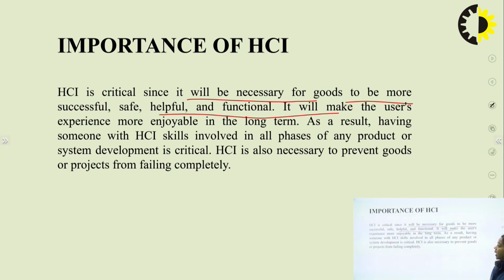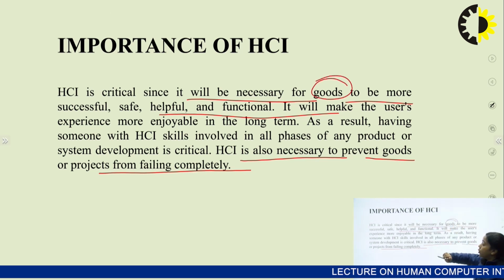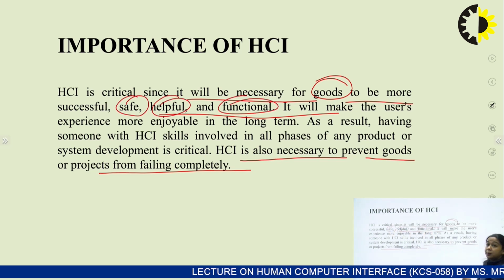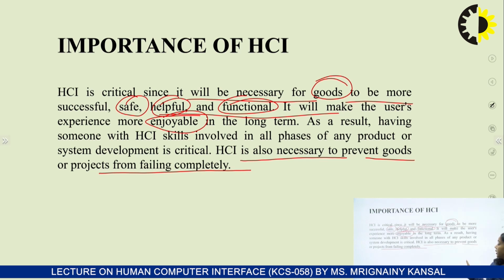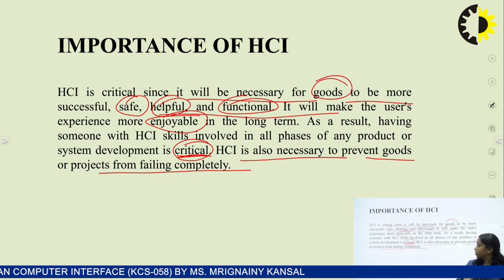As a result, having someone with the SCI skill involved in all the phases of any product or system development is very critical. SCI is also necessary to prevent the goods or project from failing completely. So this is important to be there. It should be necessary for the goods to be more safe, helpful, and functional. It makes the user experience more enjoyable. It is a very critical part in every phase of the development of a software.